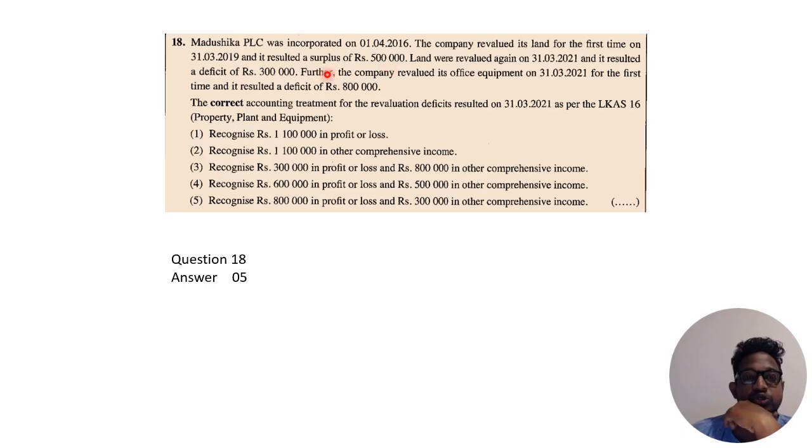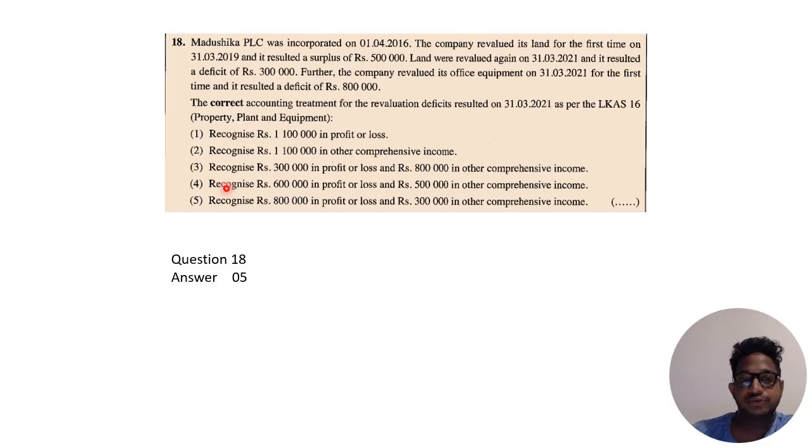500,000. So this second time revaluation deficit, you can't record that in other expenses because there was a revaluation surplus resulted in the first time revaluation, 500,000. So you have to write off that surplus against the current year deficit, which means you have to write off 300,000 from the other comprehensive income. And another deficit is 800,000. So that 800,000 you have to record under other expenses directly.